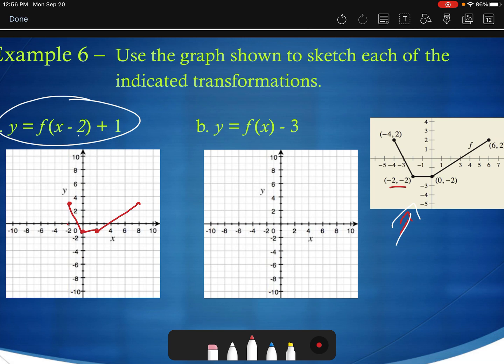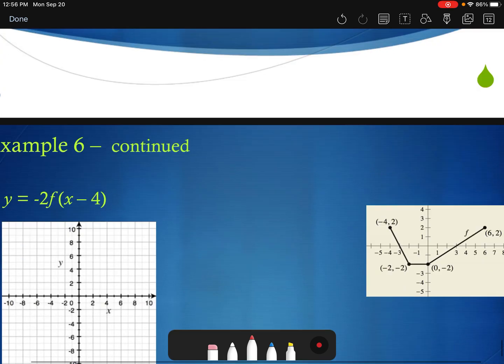Letter B is simply everything moved down 3. So negative 4, 2 would be negative 4, negative 1. Negative 2, negative 5. 0, negative 5. And 6, negative 3. No, 6, negative 1, sorry. And there's my graph.